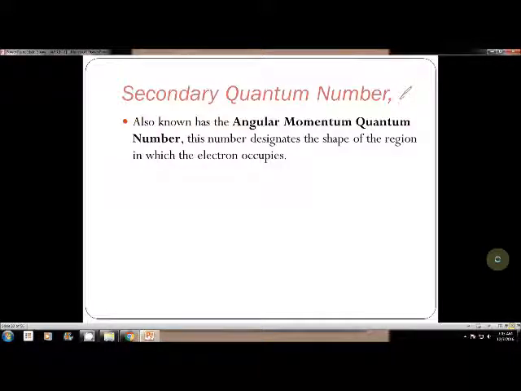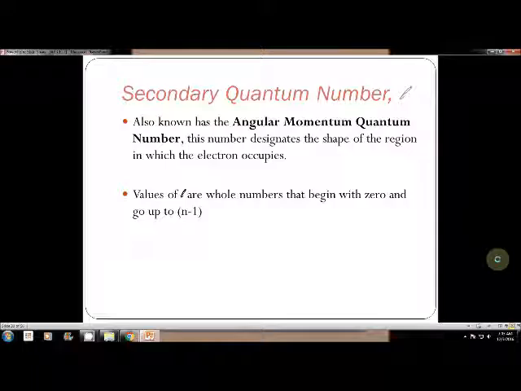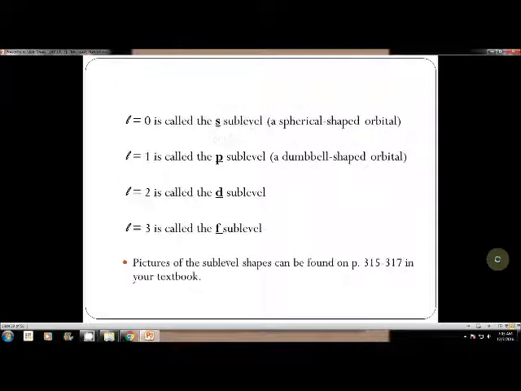The next quantum number is the secondary quantum number, also known as the angular momentum quantum number. This designates the shape and the region in which the electron is found. We use a cursive l, lowercase l, to signify this. Values of l are whole numbers that start with 0 and go up to the quantity n minus 1.